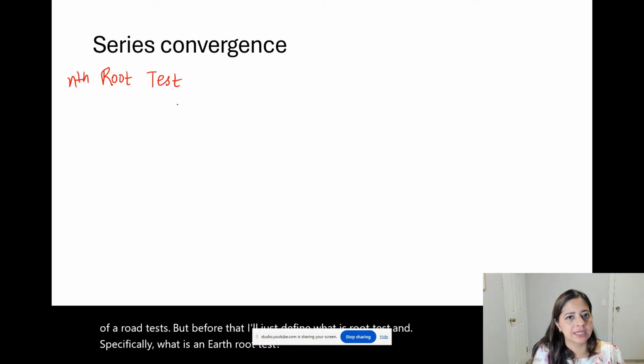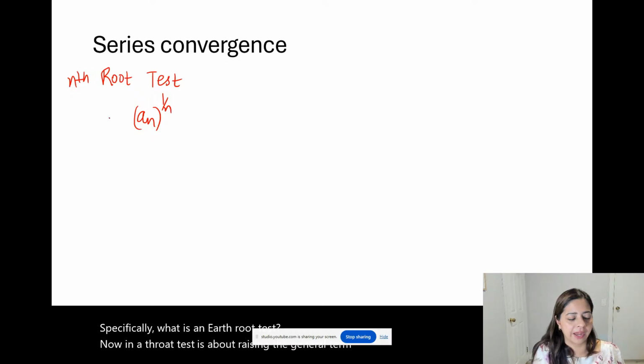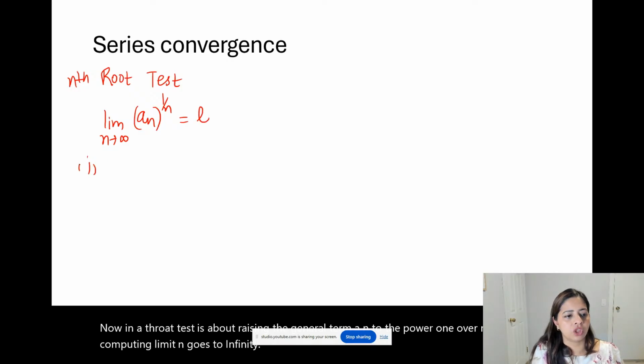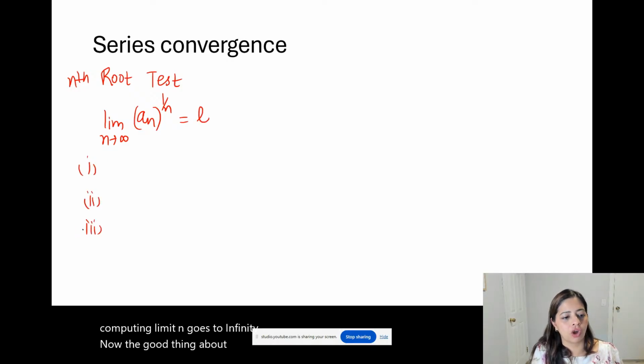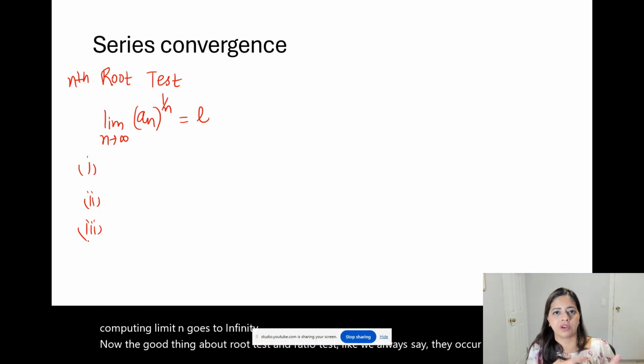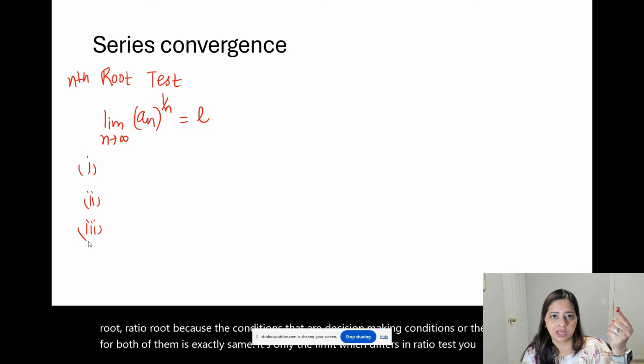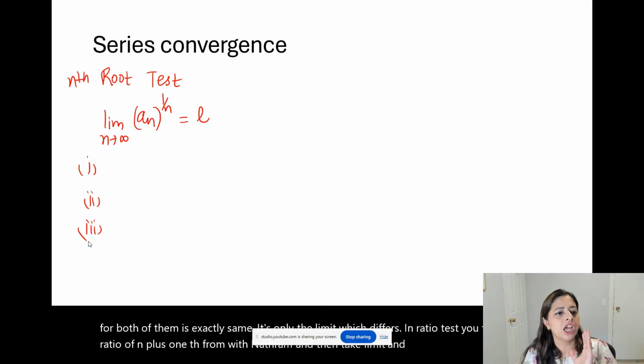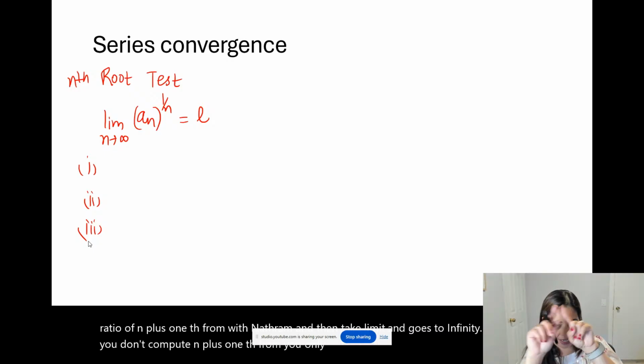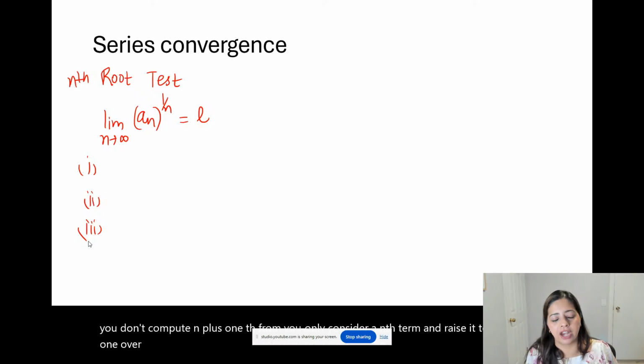The nth root test is about raising the general term a_n to the power 1 over n and then computing the limit as n goes to infinity. The good thing about the root test and ratio test, like we always say, is that they occur in pairs, ratio and root, because the decision-making conditions for both of them are exactly the same. It's only the limit which differs. In the ratio test, you take the ratio of the (n+1)th term with the nth term and then take the limit as n goes to infinity. In the root test, you don't compute the (n+1)th term. You only consider the nth term and raise it to the power 1 over n. That's the meaning of nth root.